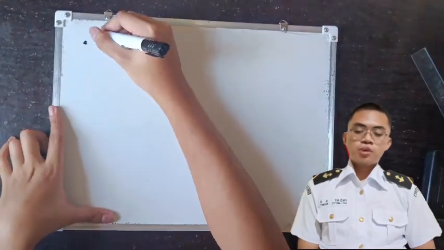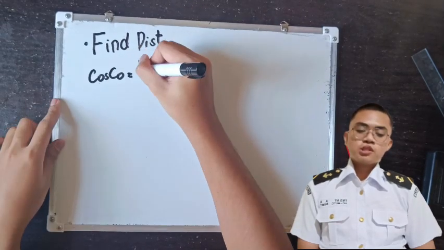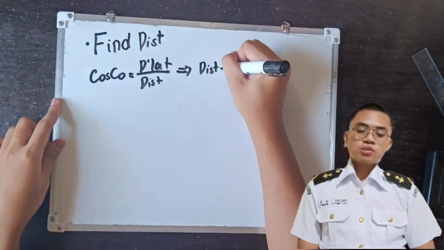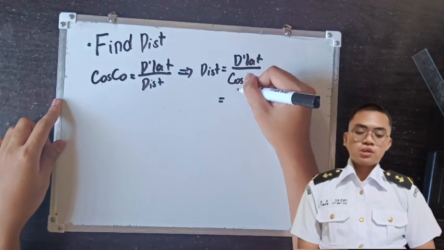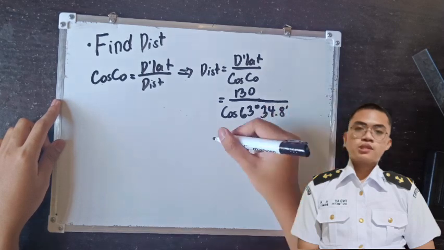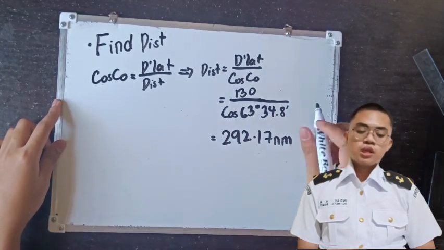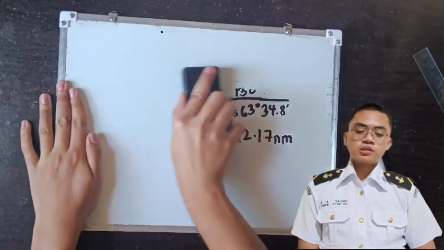The next thing we are about to find is the distance. We can use the formula cosine course is equal to d-lat over distance, which can be changed into distance is equal to d-lat over cosine course. Substituting the variables, we have 130 divided by cosine 63.68, which is equal to 292.17 nautical miles.